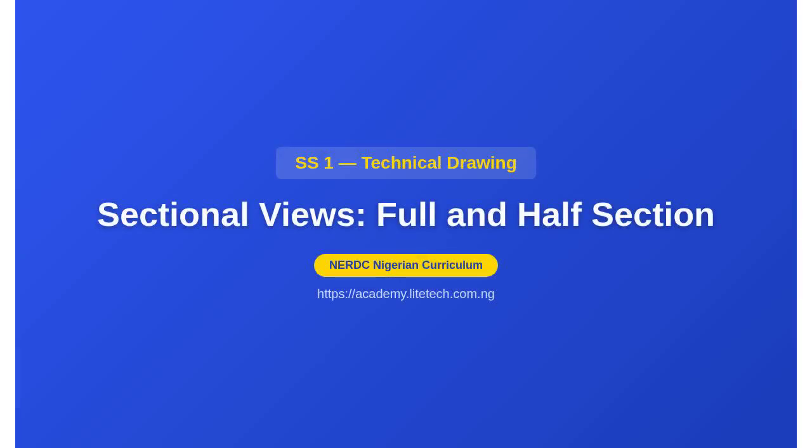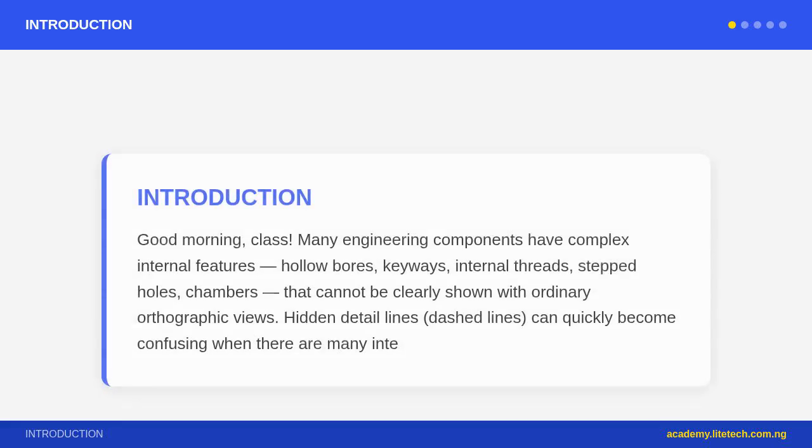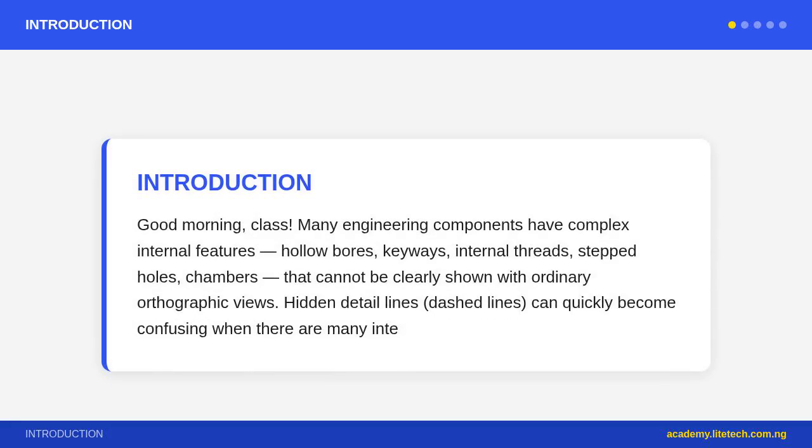Good morning, class. Many engineering components have complex internal features, hollow bores, keyways, internal threads, stepped holes, chambers, that cannot be clearly shown with ordinary orthographic views. Hidden detail lines, dashed lines, can quickly become confusing when there are many internal features overlapping. Sectional views solve this by imagining that the object is cut open and the cut surface is drawn directly.